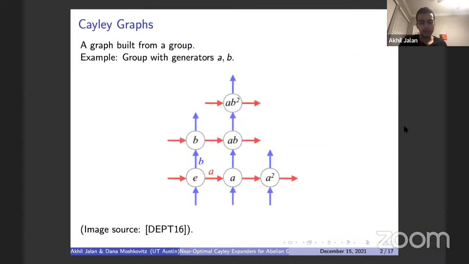So let's start with a definition by picture. This work is about Cayley graphs. These are graphs that are built from groups in a certain kind of way. In this picture, I've given an example where I have a group with generators A and B. In this case, the vertices of the graph are just the group elements, and the edges are labeled by these generators. I can start from the identity element and then multiply by A and then multiply by A again, or I can multiply by B and then A and so on. This is a way of defining a graph which somehow captures the structure of the group.